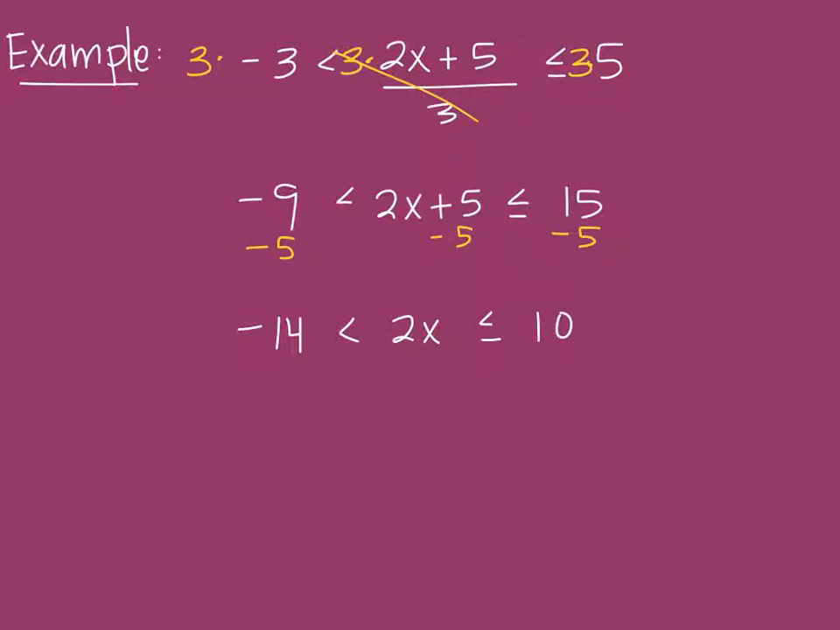Say it again, Michael. Oh, okay, are you sure? Yep, doing it to all three. All right, and then my last thing is I start in the middle and I divide by 2. Do I switch the signs here? Not negative. All right, so I divide all three parts by that number. I end up with -7 less than x by itself now, which is less than or equal to 5.